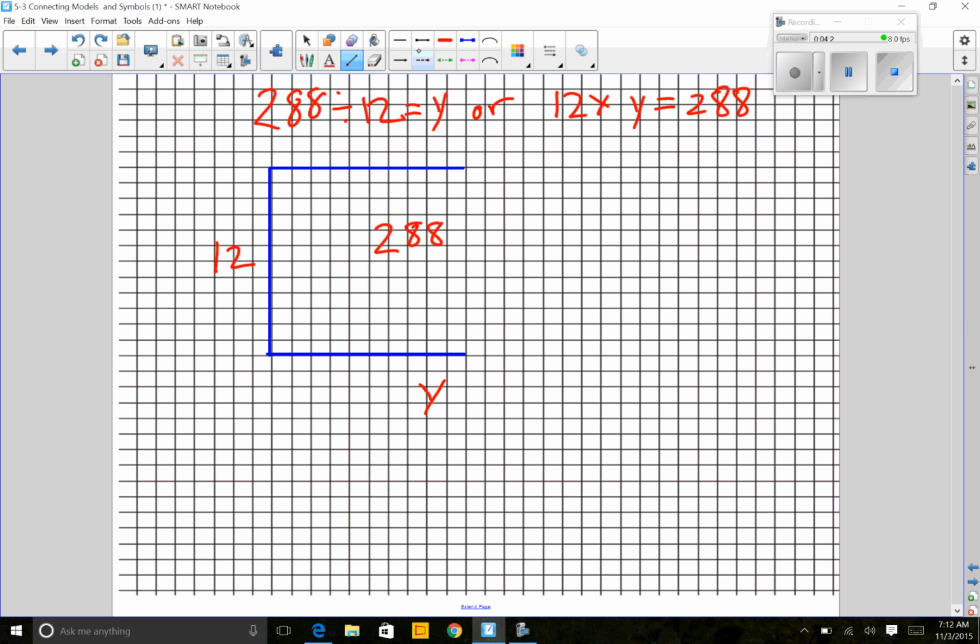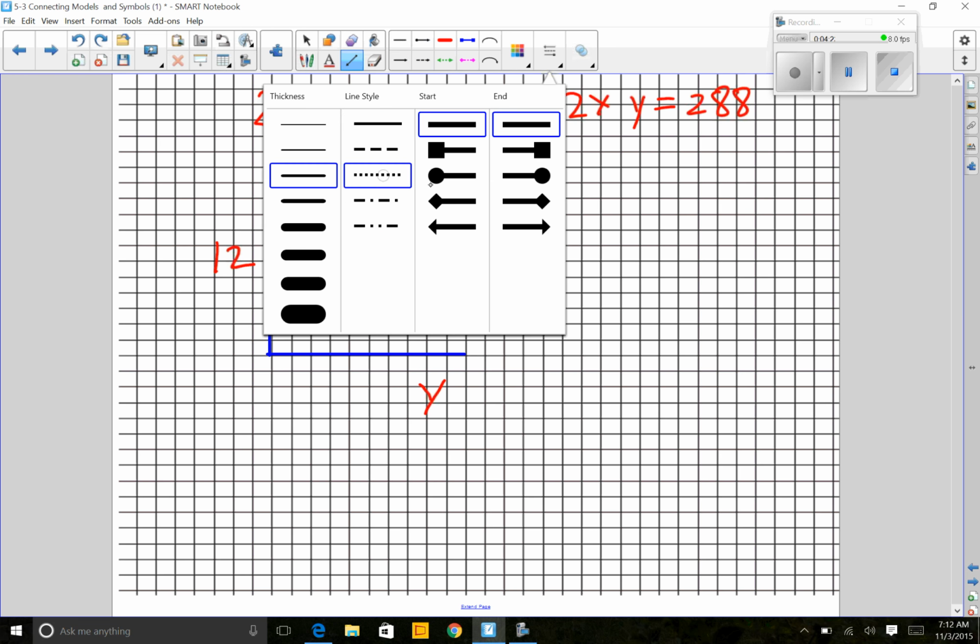It doesn't do what I want it to do. Okay.